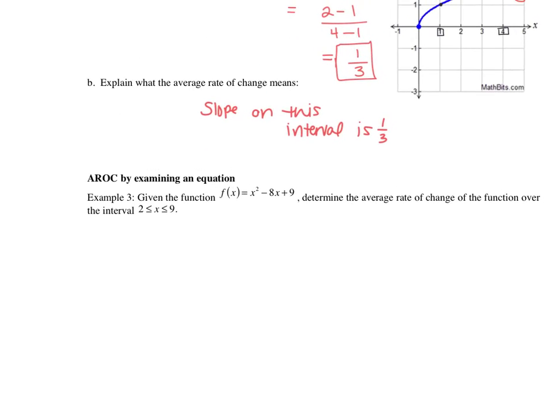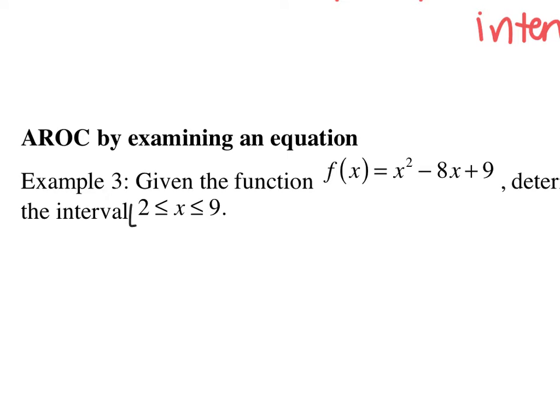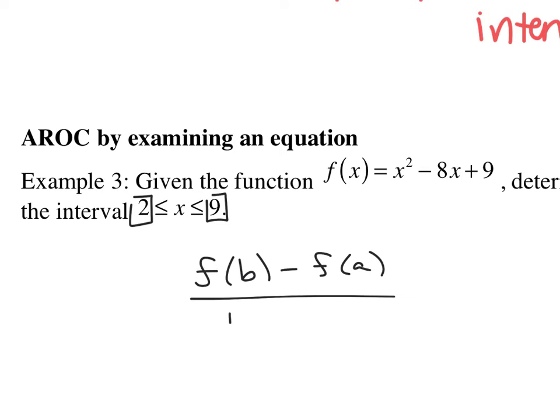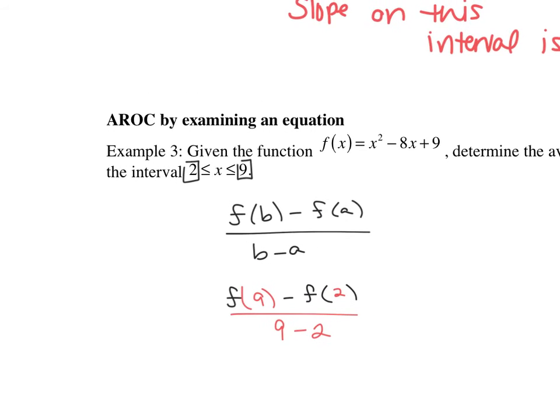Now, my favorite, the average rate of change by examining an equation. Given the function f(x) equals x squared minus 8x plus 9, determine the average rate of change of the function over the interval 2 is less than or equal to x is less than or equal to 9. So I want to plug these values into my function. We know our rule is f(b) minus f(a) over b minus a. So what we want to do is f(9) minus f(2) over 9 minus 2.